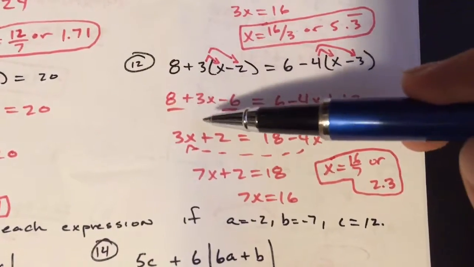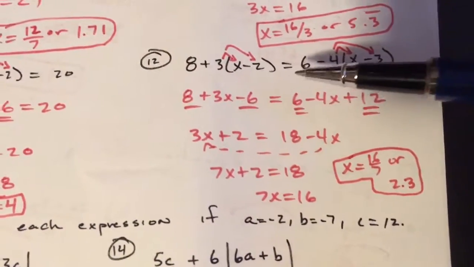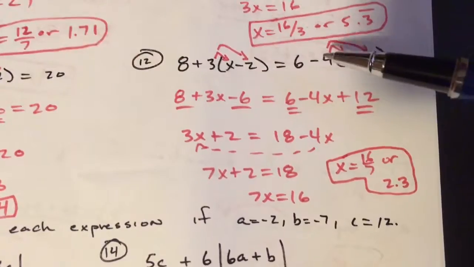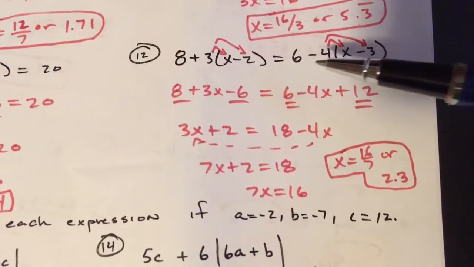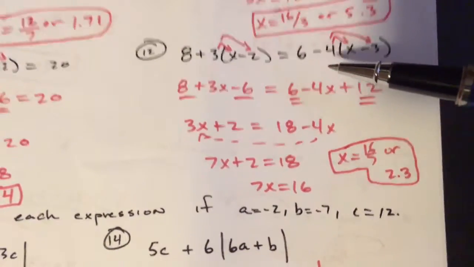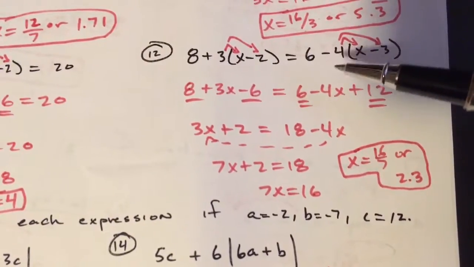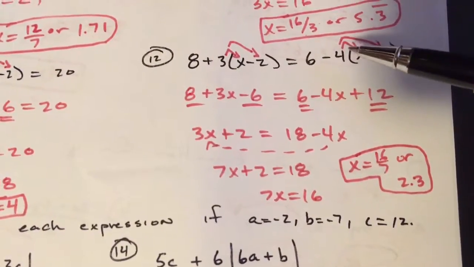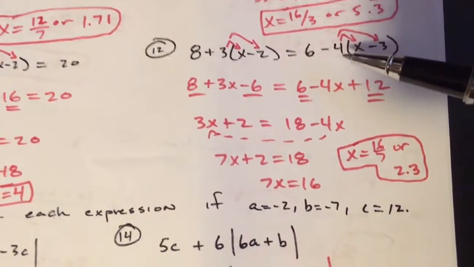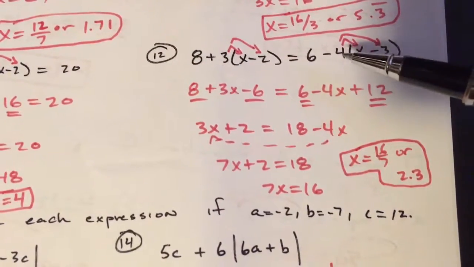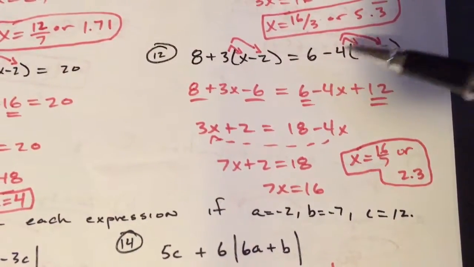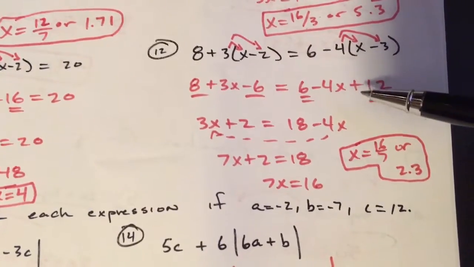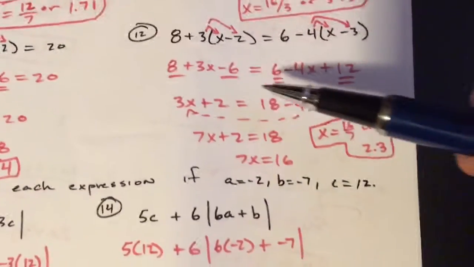Distribute. You get 8 plus 3x minus 6 is equal to 6. You want to handle this first. Don't do 6 minus 4 and call it 2, then distribute that. You will not get the correct answer. Order of operations, we're going to multiply here first. So negative 4x plus 12. All right, negative times a negative, positive 12.